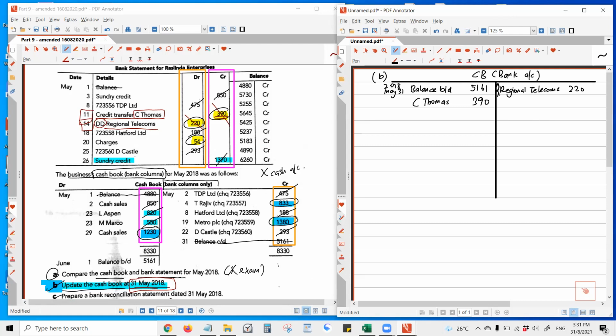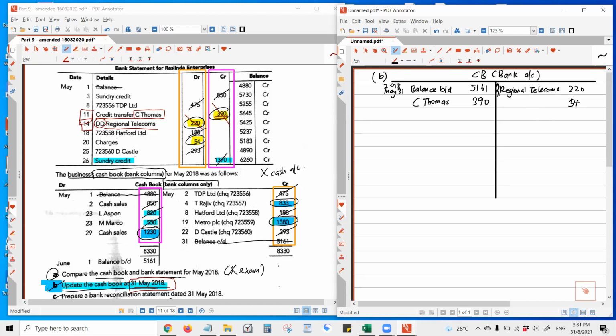Next is bank charges. Okay, 54, right? On the debit or credit side? Credit. Correct. It's about payment. Okay, money getting out of the bank. Don't just write the word charges.